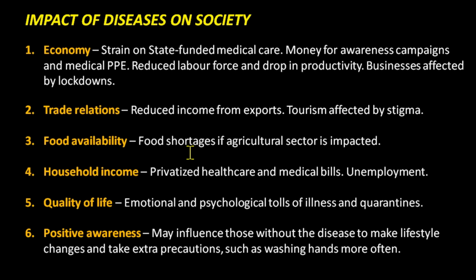Food availability is affected because food shortages could occur if the agricultural sector is impacted. Household income is affected due to privatized healthcare and medical bills, and unemployment, especially if the breadwinner of the family gets sick. The quality of life decreases due to emotional and psychological tolls of illness and quarantines. We all know how it was during the lockdowns. On the other hand, though, you can have positive awareness of the disease. If it is widespread enough, it may influence those without the disease to make lifestyle changes and take extra precautions, such as washing hands more often, perhaps to exercise more often.